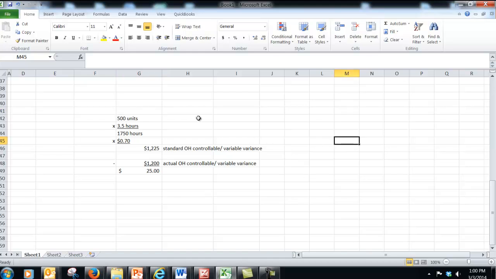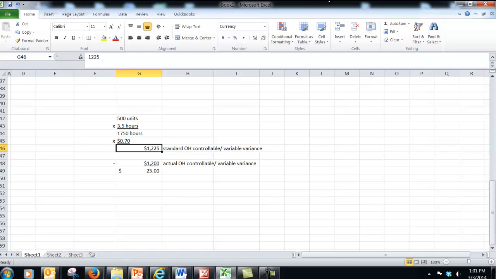Okay, so to calculate this, the first thing we need to come up with is this right here. This is the standard amount of our overhead controllable, AKA variable variance. This is the variable component, right? So if we're going to make 500 units, and we anticipate, based on the standards, it'll take 3.5 hours, the total of this times this gives us 1,750 hours. The standard amount of cost there is 70 cents. So we're looking at $1,225 as the standard for this.